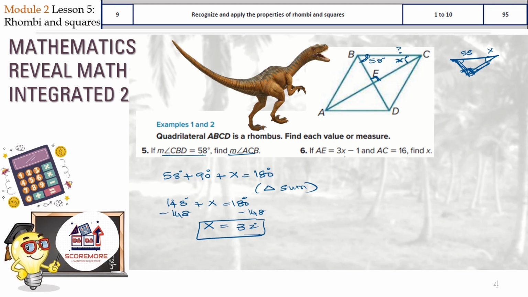Let's move on to question number 6. AE is 3x minus 1. AC will be 16. We have seen such type of question previously. We know that the diagonals bisect each other at 90 degrees. And AE is going to be half of AC, which is half of 16, which is 8. So 3x minus 1 will be 8 units. Solve for x, you will get the value for x.